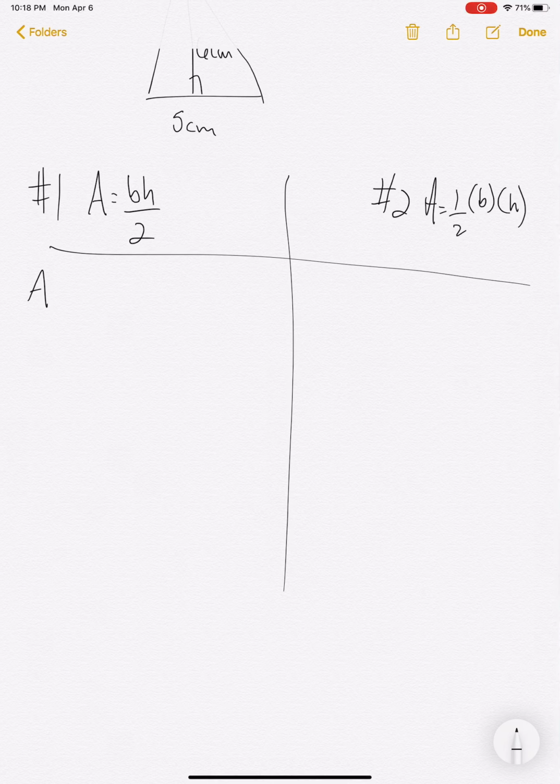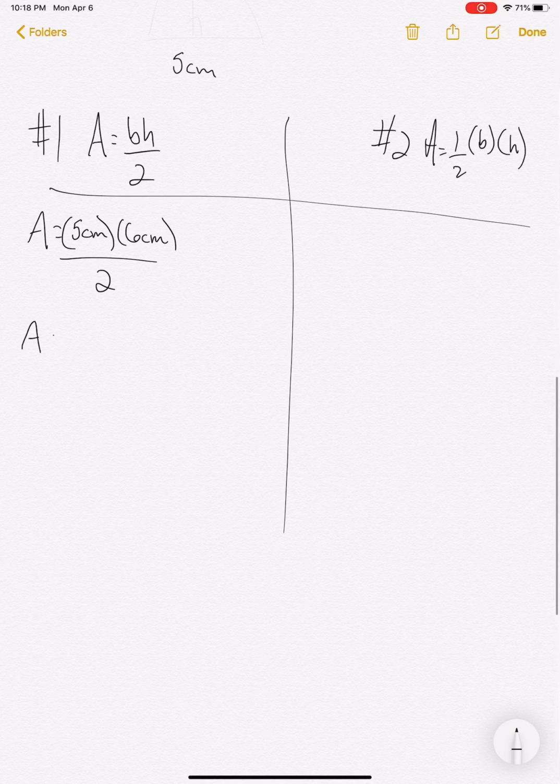So formula 1, area is equal to base, so our base is 5 centimeters. Remember that unit of measurement, times 6 centimeters, which is our height, divided by 2. The next step will give us an answer of 30 centimeters squared, and it is over 2. And then we're going to simplify it again.